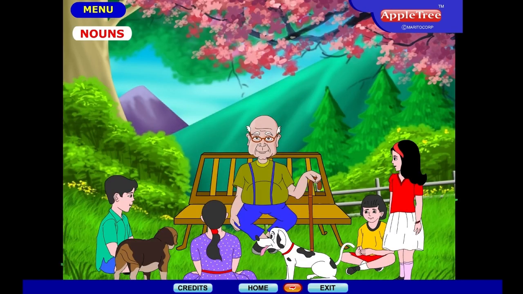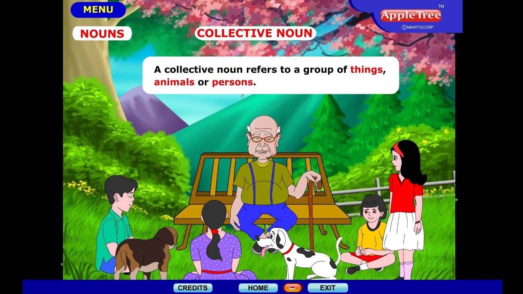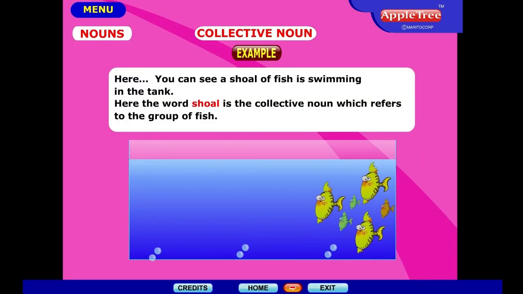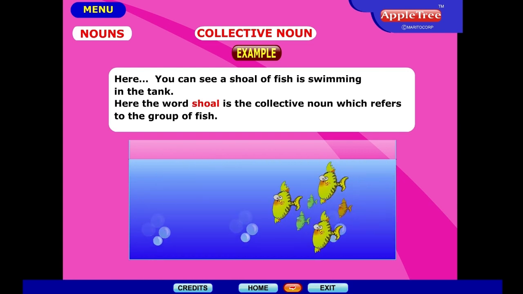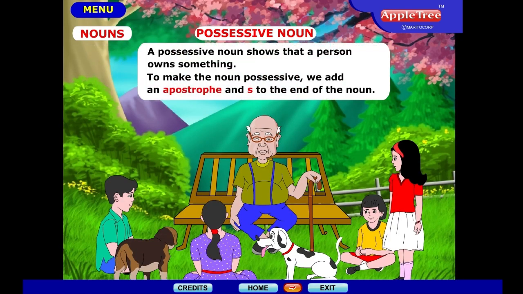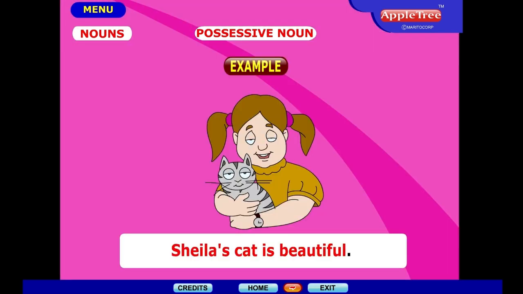Grandpa, what are collective nouns and possessive nouns? Please explain them with examples. Sure, my boy. A collective noun refers to a group of things, animals, or persons. For example, here you can see a shoal of fish is swimming in the tank. Here the word shoal is a collective noun which refers to the group of fish. A possessive noun shows that a person owns something. To make the noun possessive, we add an apostrophe and s to the end of the noun. Examples: Sheila's cat is beautiful.